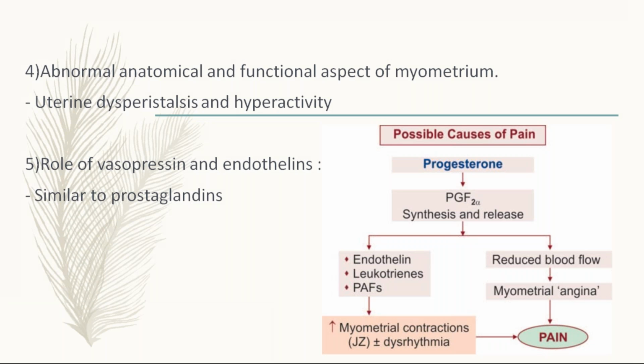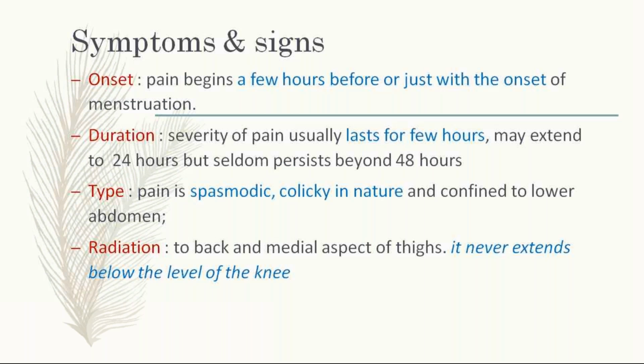Abnormal anatomical and functional aspects of myometrium, uterine dysperistalsis and hyperactivity, and the role of vasopressin and endothelins similar to prostaglandins. Coming to symptoms and signs, pain begins a few hours before or just with the onset of the menstruation. The severity of the pain usually lasts for a few hours, may extend to 24 hours, but seldom persists beyond 48 hours. So usually pain resolves in the first 2 days.